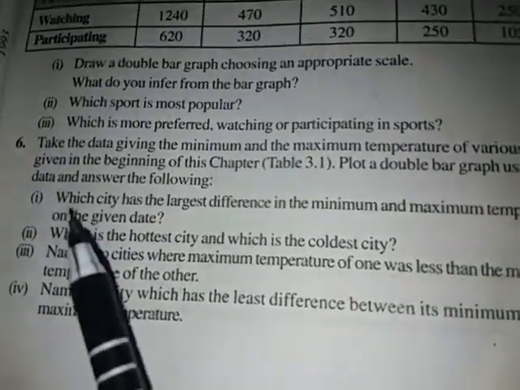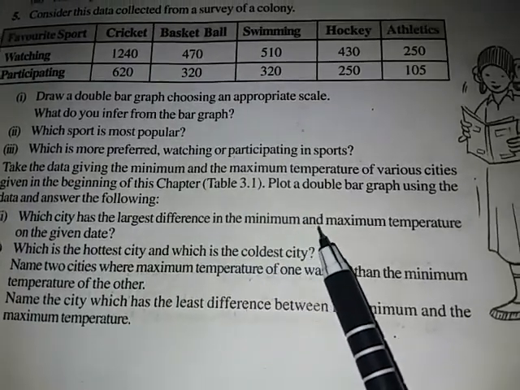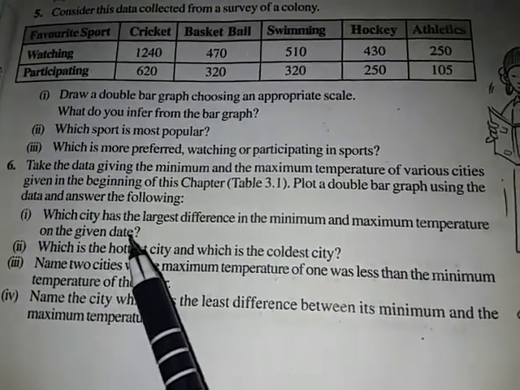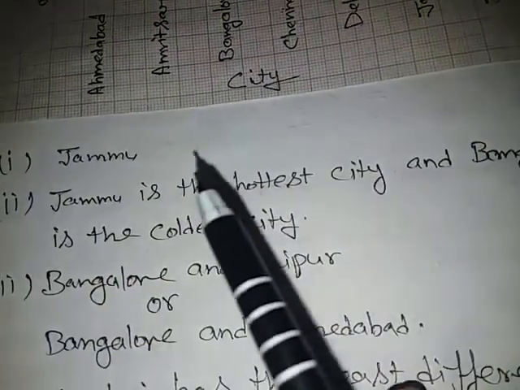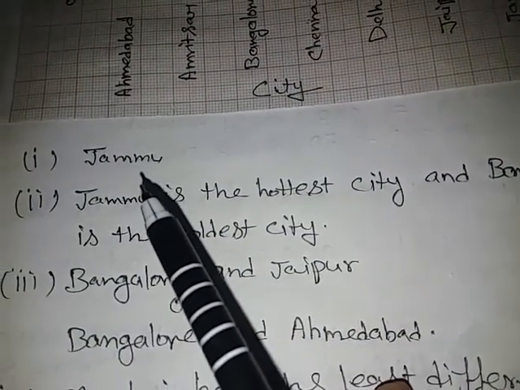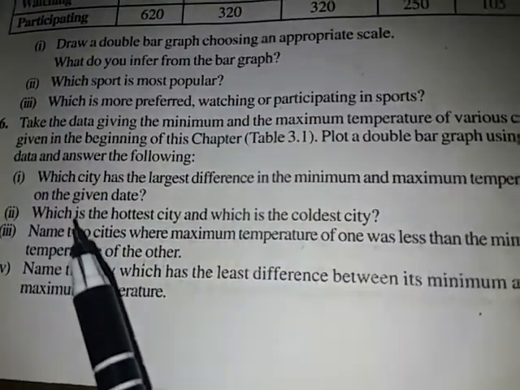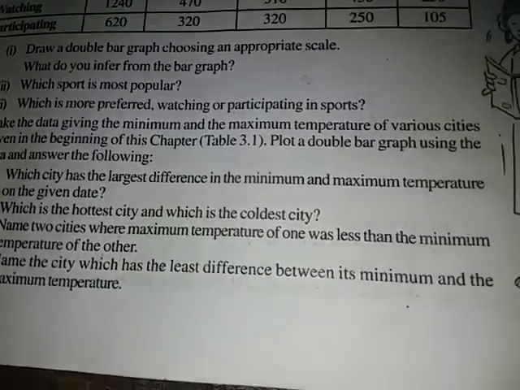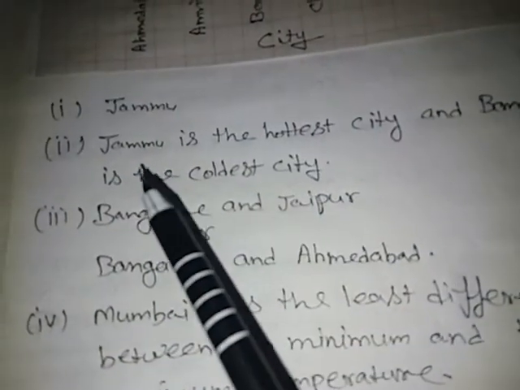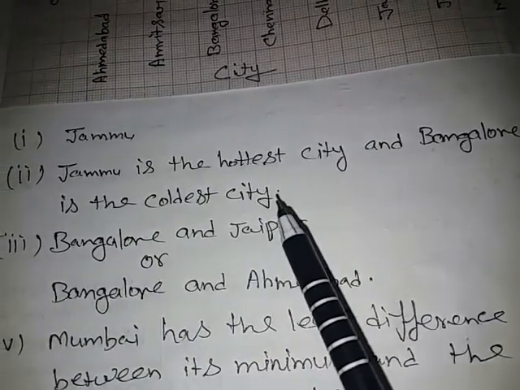Now see the first question. Which city has the largest difference in the minimum and maximum temperature on the given date? Solution of part 1: Jammu. The second question asks which is the hottest city and which is the coldest city. Answer of question number two: Jammu is the hottest city and Bangalore is the coldest city.